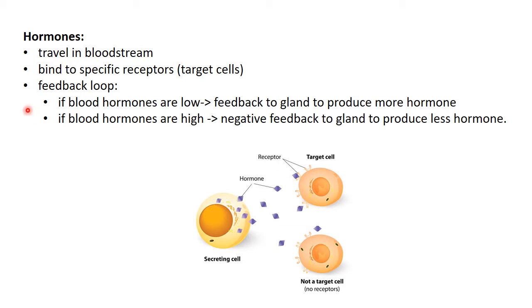And there's a feedback loop. If blood hormones are low, the feedback goes back to the gland to produce more hormones, and the reverse is true. If your blood hormones are too high, there's a negative feedback loop to the gland to tell it to produce less hormones.